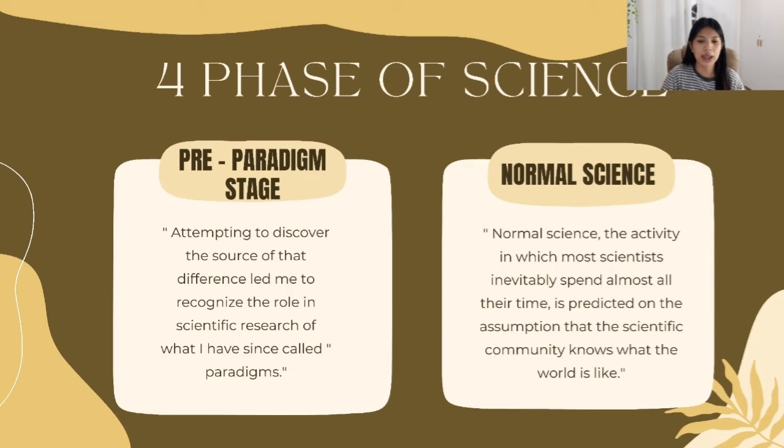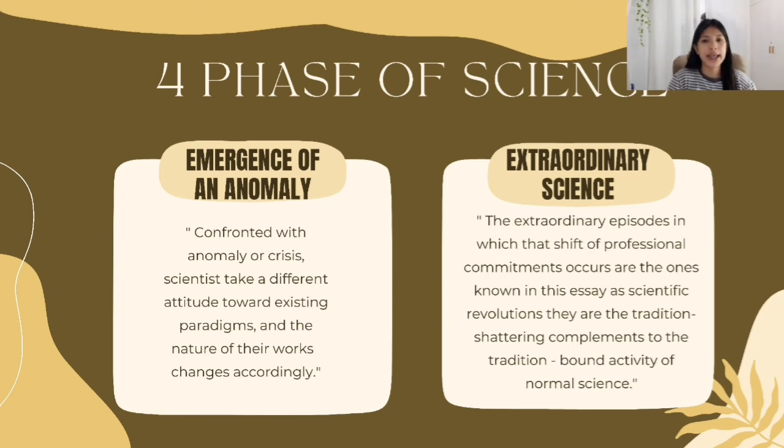However, there will come a time when a puzzle piece just won't fit, and this puzzle piece is referred to as an anomaly. So let's move to the next phase, which we call the emergence of an anomaly. "Confronted with anomaly or crisis, scientists take a different attitude towards existing paradigms, and the nature of their work changes accordingly." So this is about the crisis, and in this stage, scientists have a different attitude toward the existing paradigm. Thus, we are forced to think outside the box in order to solve this problem.